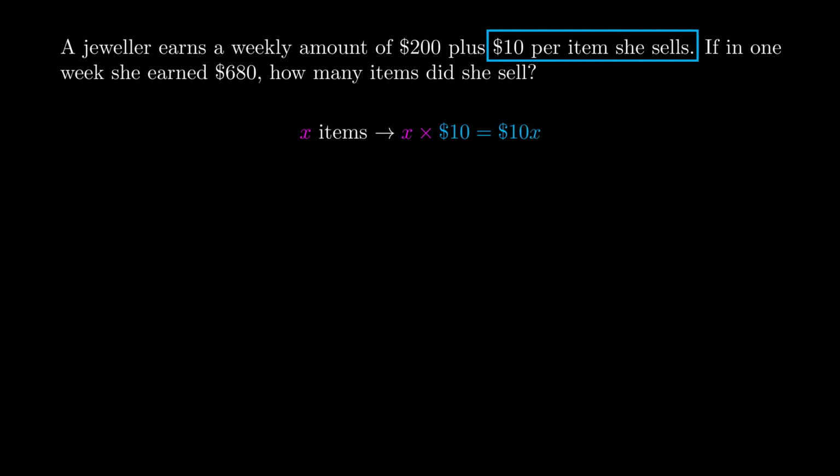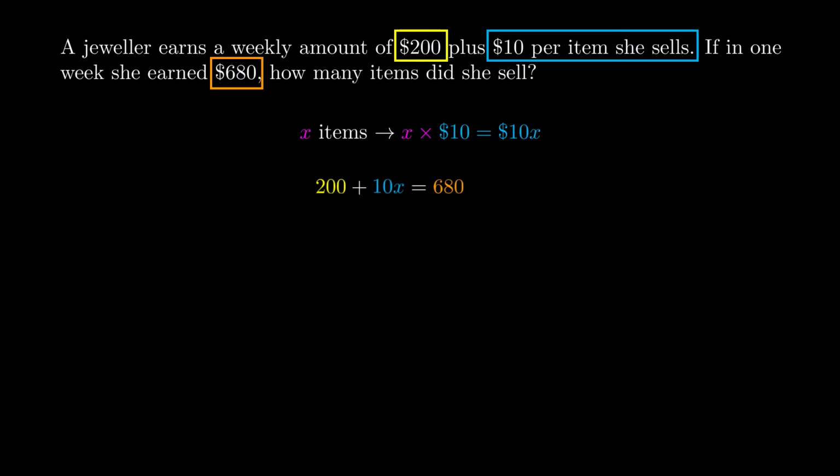Now, we are told that she earns $680 in total, so let's put that there for now. This 680 comes from 2 sources. There's 2 things adding together. One is the 200 that she always gets. The other is from selling stuff, which we just worked out totals to 10x, where x is the number of things she manages to sell.